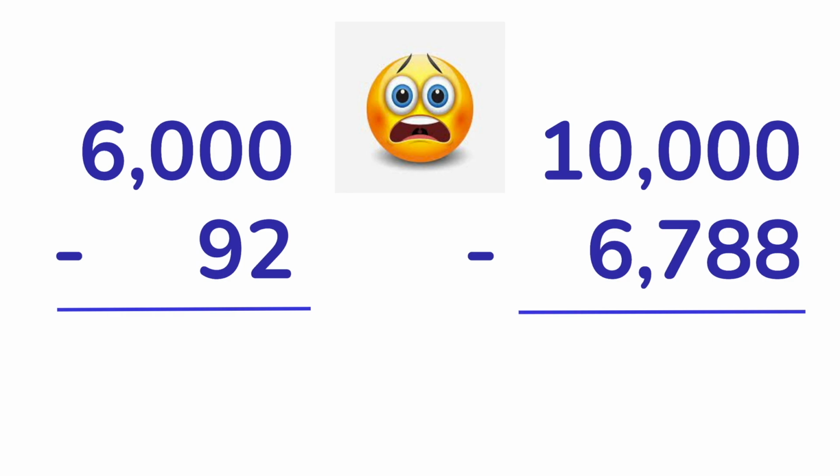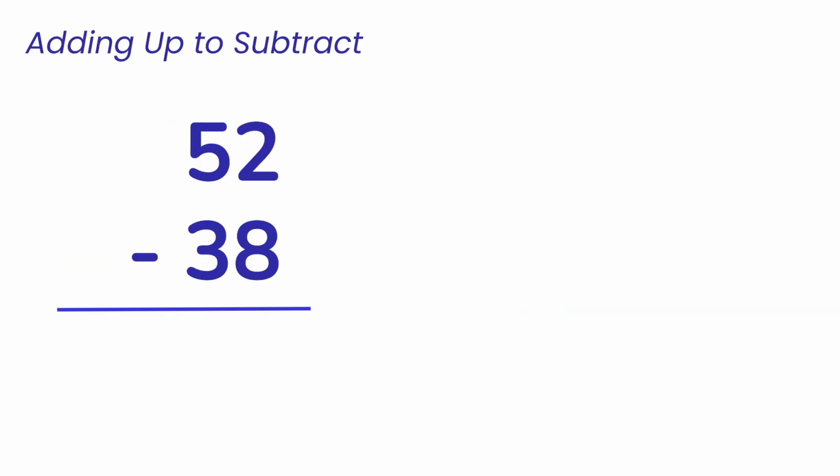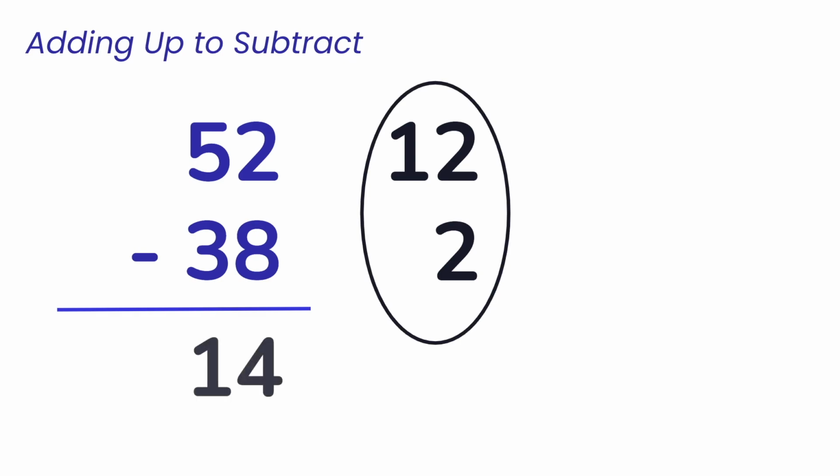Let's try our original problem with the adding up to subtract strategy. I'm at 38, I want to know how many to 52. Plus 2 gets me to 40, plus 12 gets me to 52. The difference is 14. Look at how efficient that was.